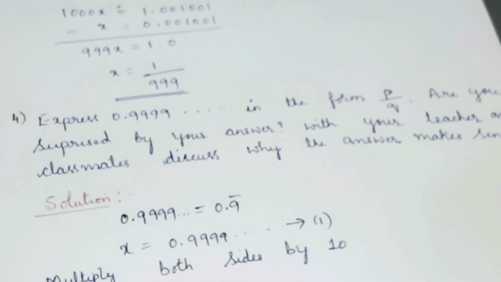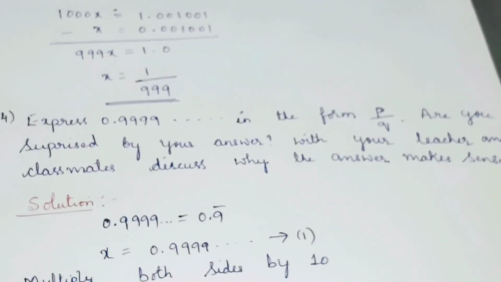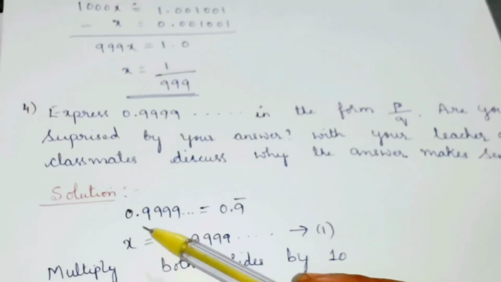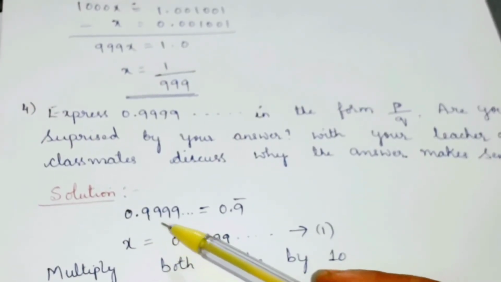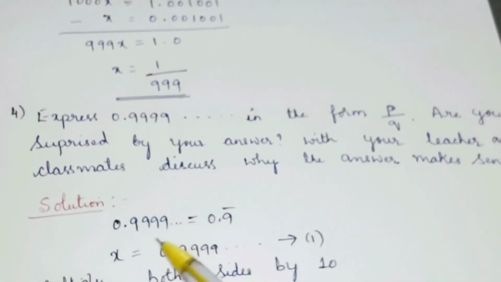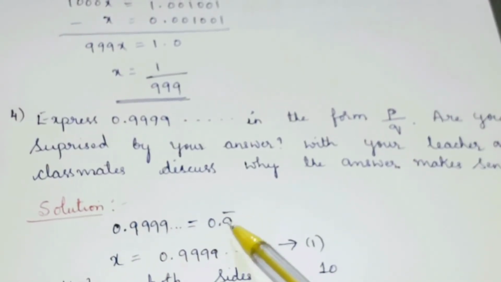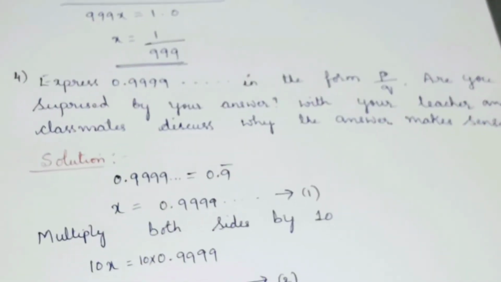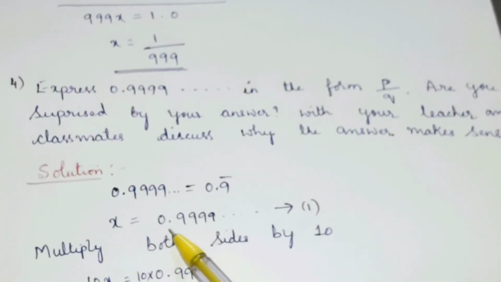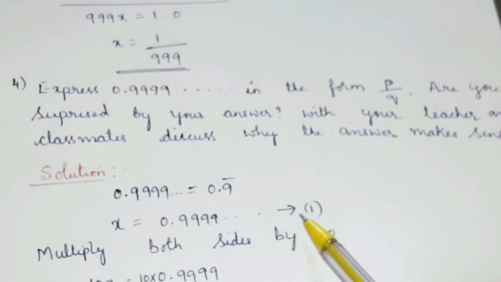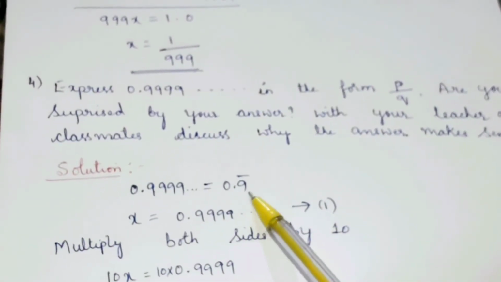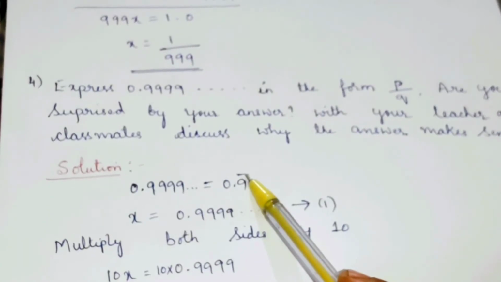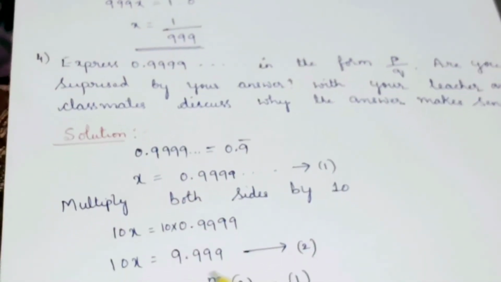The next question, that is the fourth question, express 0.9999 in the form of P by Q. Are you surprised by your answers? With your teacher and classmates discuss why the answer makes sense. Write 0.999. This can be written as 0.9 bar. This 9 is repeating, so I can write the bar on 9. Write x is equal to 0.999 and call this equation 1. Since the bar was on only one digit, you have to multiply both the sides by 10.